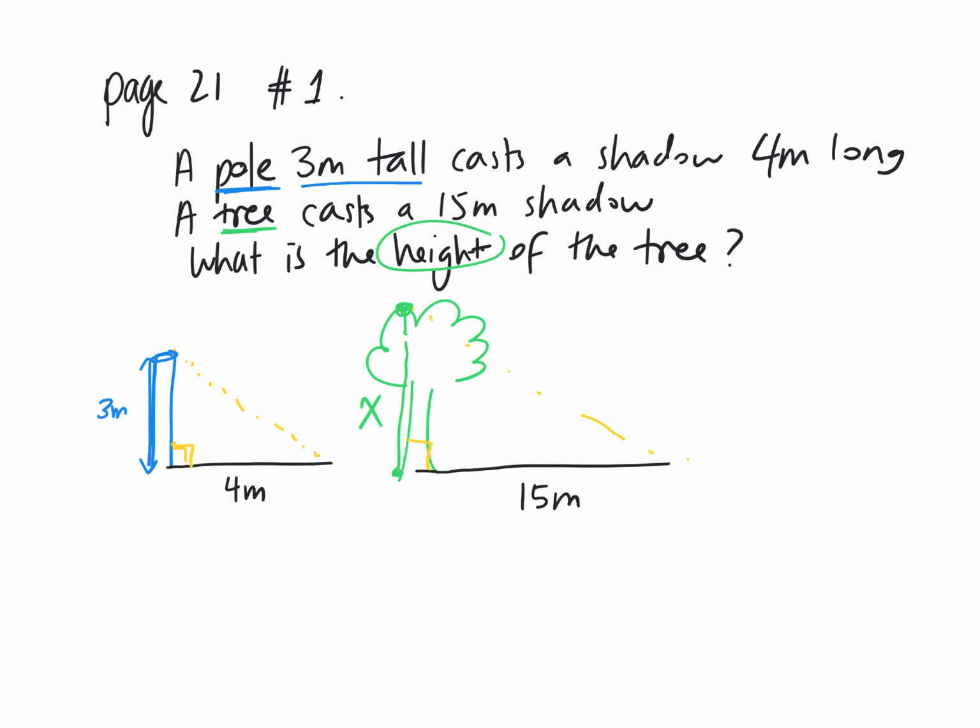I've set it up so that they are in the same position so I can figure out which sides are corresponding. Just by looking at this, what's taller, the tree or the pole? The tree, because the shadow is longer. So we're going to set up our proportional statement.